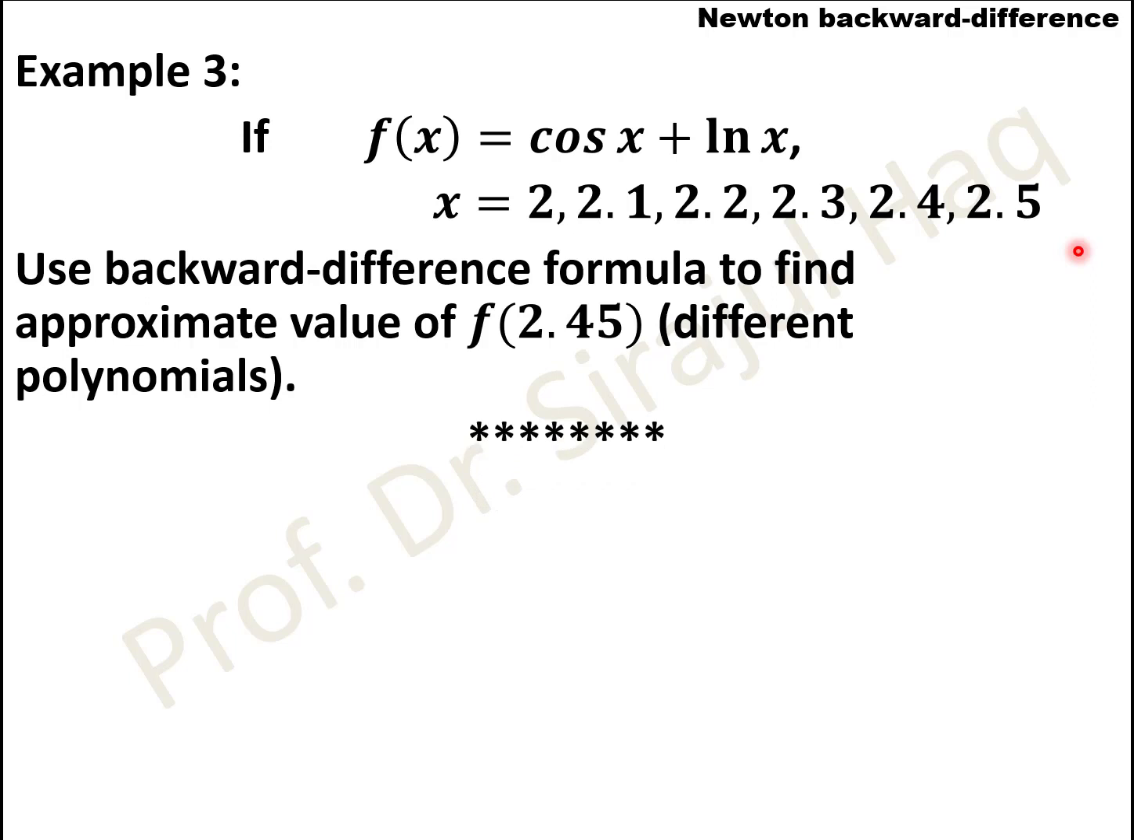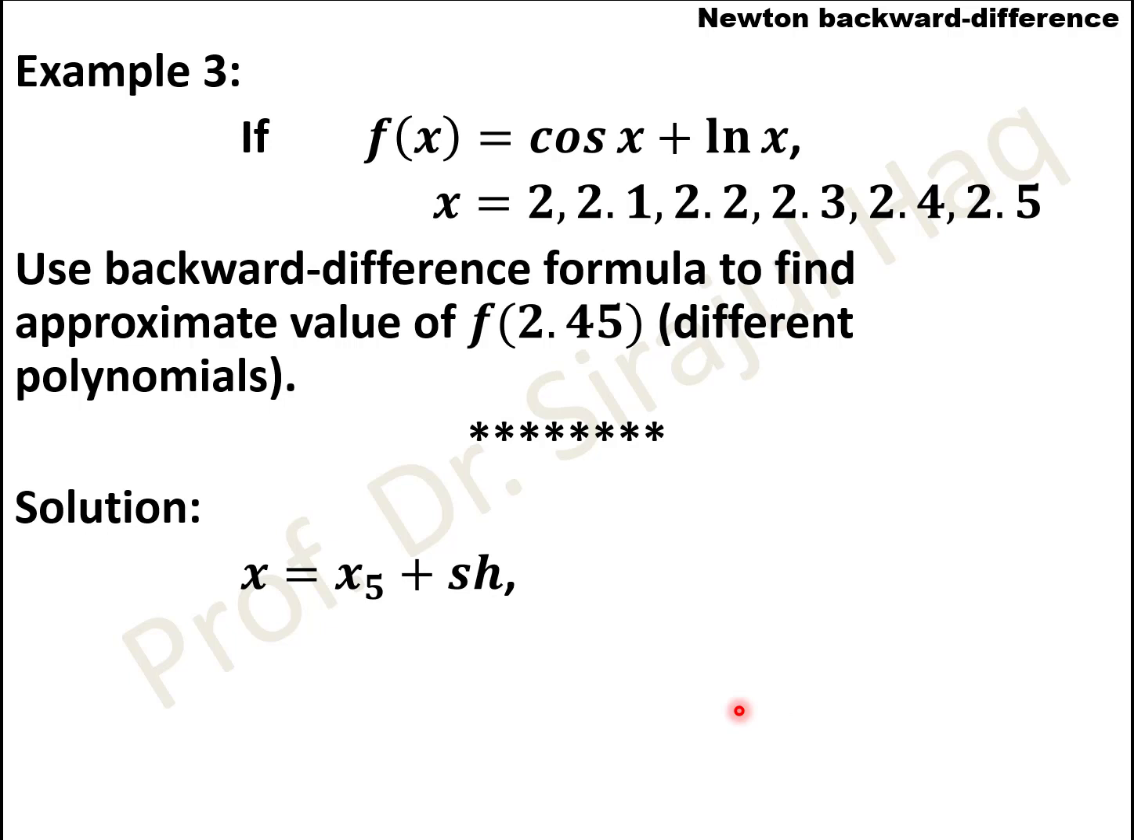Now let us identify the intervals. You saw in the formula, I told you that x is equal to xn plus s into h. So in this case, your xn is x5, which is equal to 2.5 here. The step size h is equal to 2.2 minus 2.1. So the step size is 0.1.